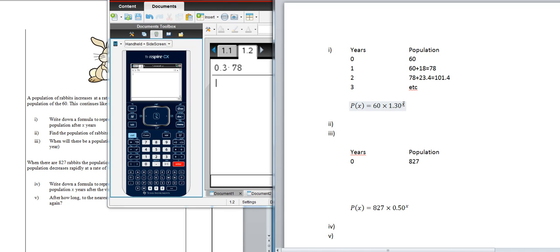If we have x is 1, it's going to be 1.30 to the power 1, which is 1.30. So just 60 times 1.30, which is 60, and we add 30%. So we will have 78 rabbits after 1 year. So you can just very easily see that this formula represents the numbers here in the table.